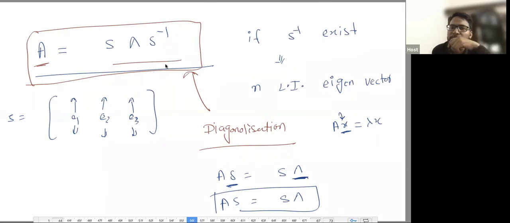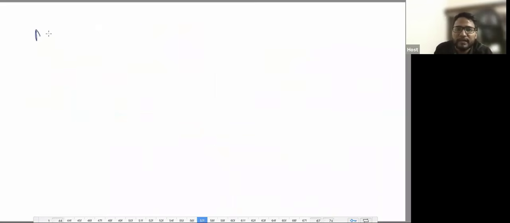What is the benefit of writing this? Actually, taking power is very easy. Let's suppose you can write a matrix like this. Let me start with A square. Taking power is very easy in this form. A square is just two times multiplication of this.